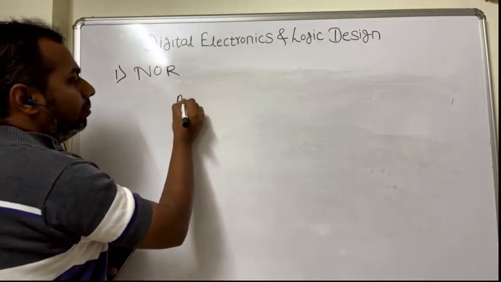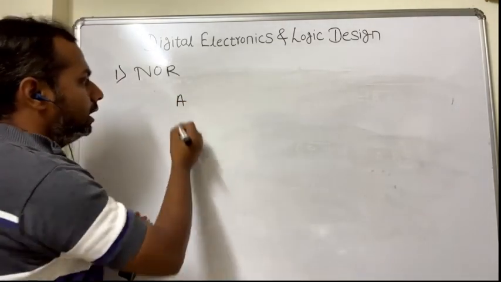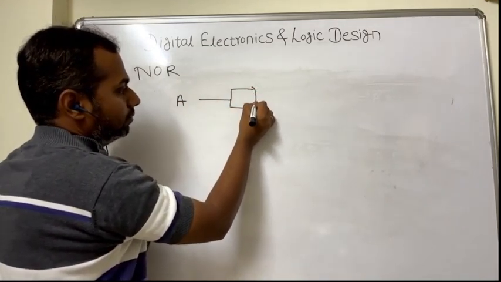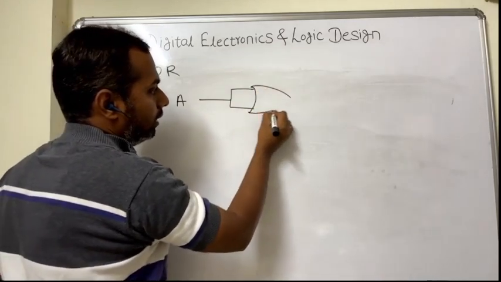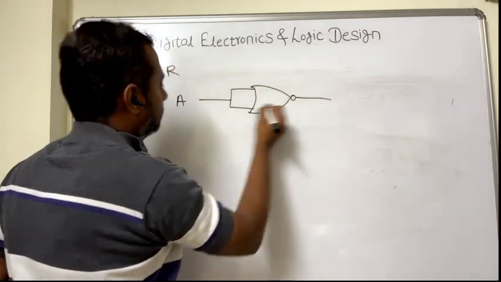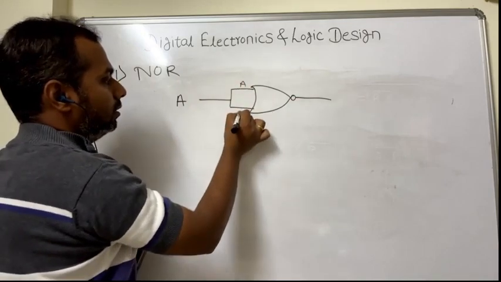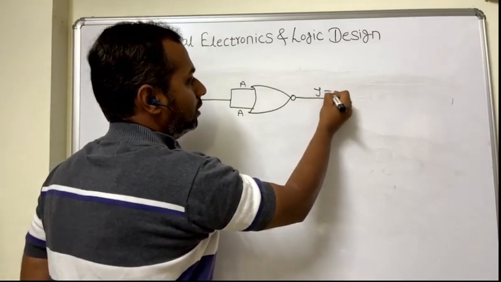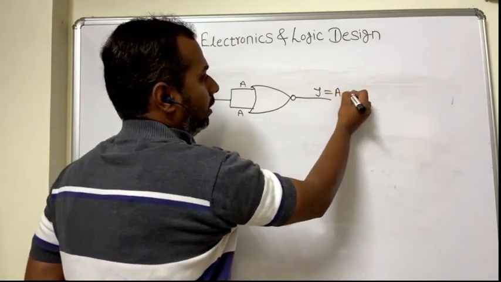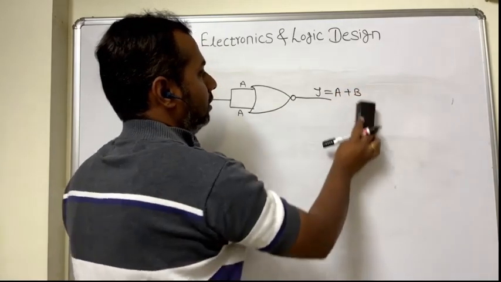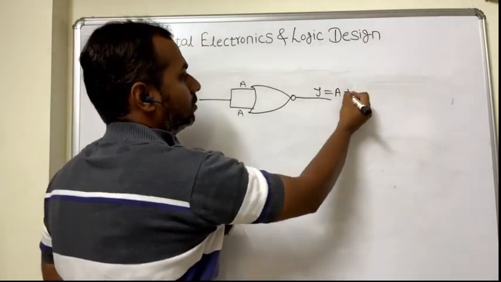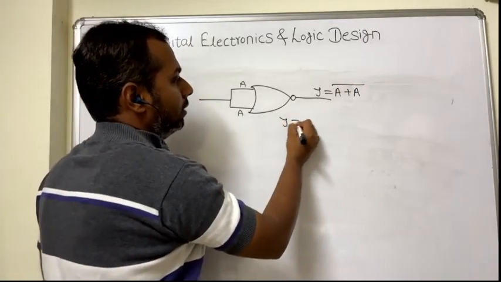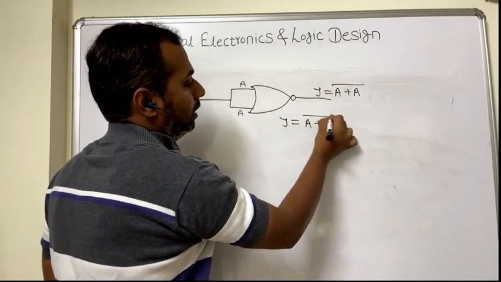First, if I apply a single variable input, that is A, as an input to NOR gate, the symbol is like this, OR gate with bubble. So if A is an input, that input I am applying to a two input NOR gate. So we are aware of the output of NOR gate, that is A or B, sorry, we are applying the same here. So A or A whole complement. Okay, so let me take that equation here as it is, A or A whole complement.